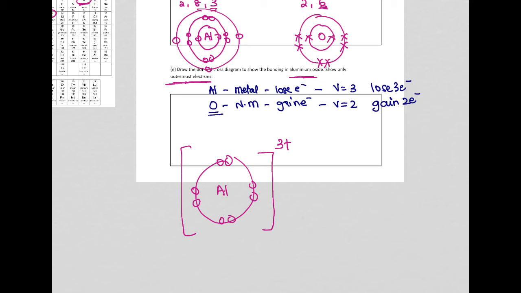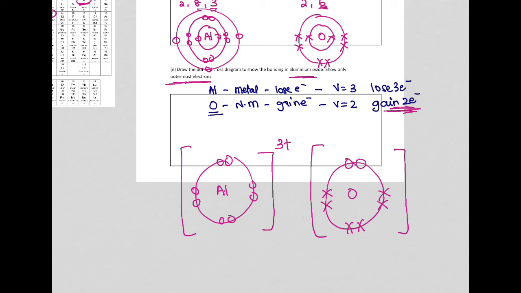Okay, and then you have oxygen, which is going to gain 2 electrons. So these are the electrons that oxygen already has. Then it's going to gain 2 electrons coming from aluminium. 2 electrons. And then the charge, because it has gained 2 electrons, so it's going to be 2 minus.